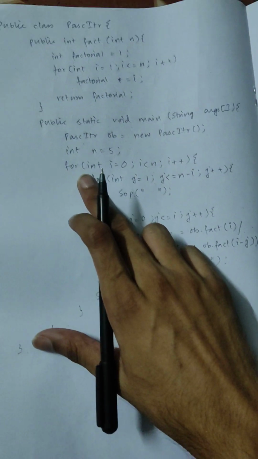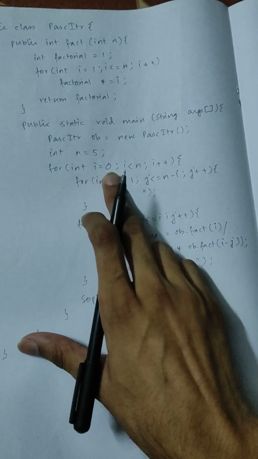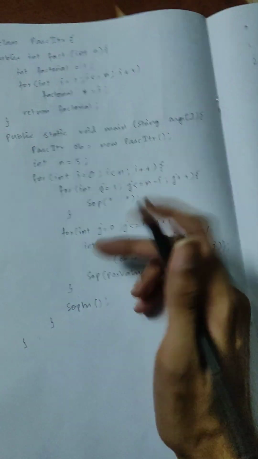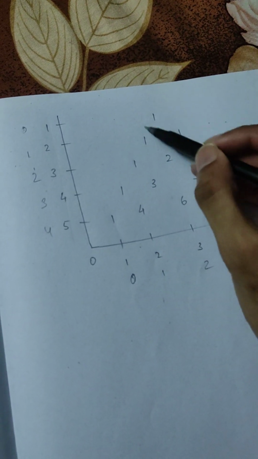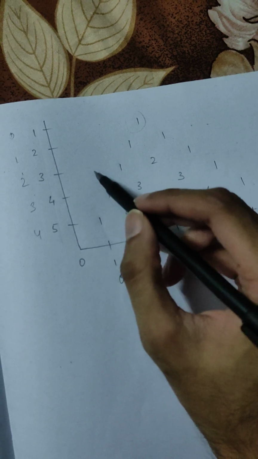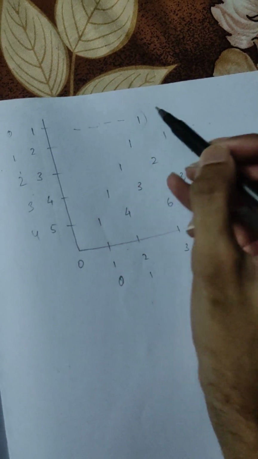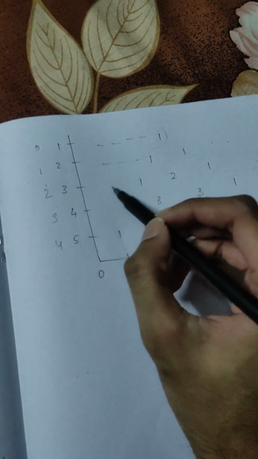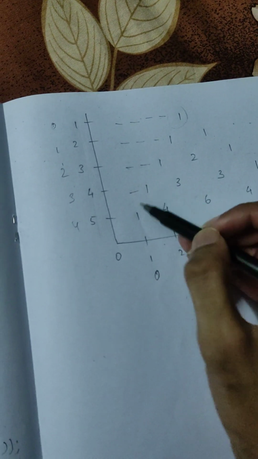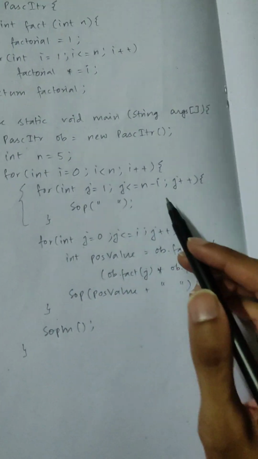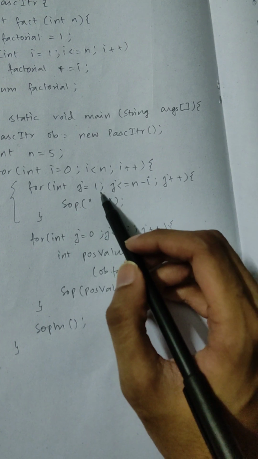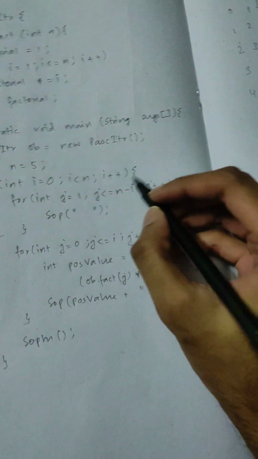So when the value of i is 0, this particular for loop is for the spacing purpose, so that for printing the first one there will be 1, 2, 3, 4 spaces. Then there will be 3 spaces, then 2 spaces, and then 1 space, and this one will be like aligned at the left. So this for loop is for the spaces, and j starts from 1 and j ends at n minus i.